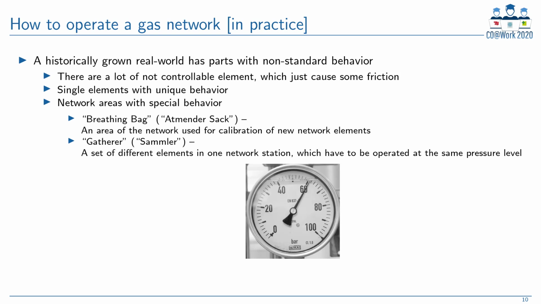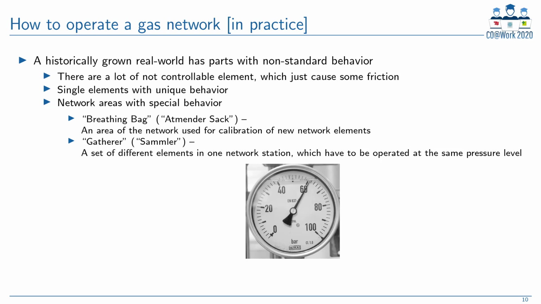Besides the special network elements, you may also find whole parts of real-world networks that serve a particular purpose and have a unique set of rules attached to them. The following two are again examples from the network of our project partner. First, there is an area called the breathing bag. This is the name of a dead-end pipeline attached to the network, which is used for calibrating the behavior of new network elements. Therefore, this network area has an unforeseeable behavior that still influences the surrounding network parts.